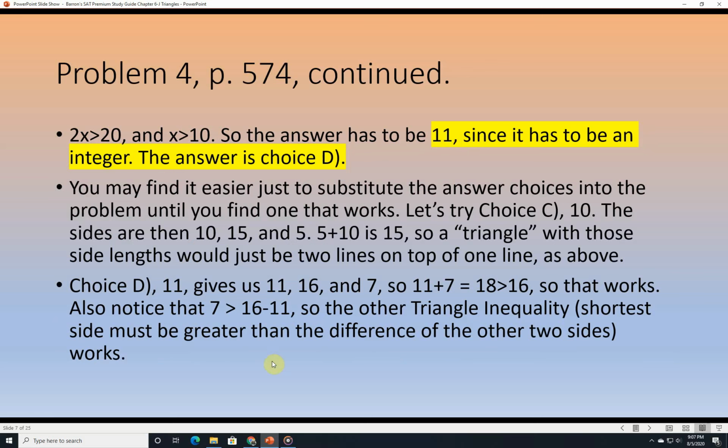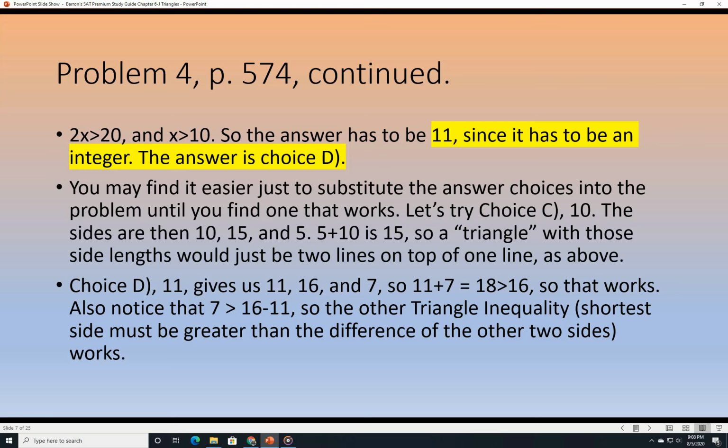You may find it easier just to substitute the answer choices into the problem until you find one that works. Let's try choice C, which is 10. The sides are then 10, 15, and 5. 5 plus 10 is 15, so a triangle with those side lengths would just be two lines on top of one line, or an open figure as described above.